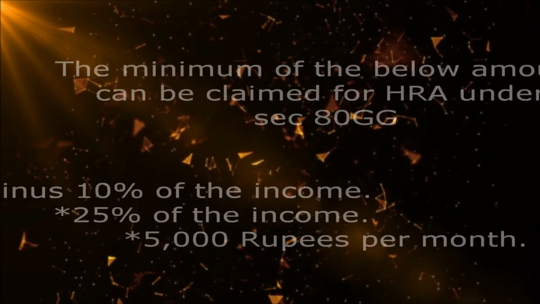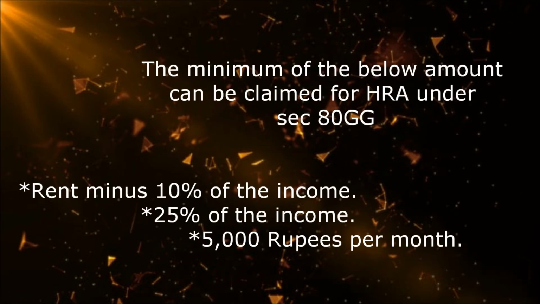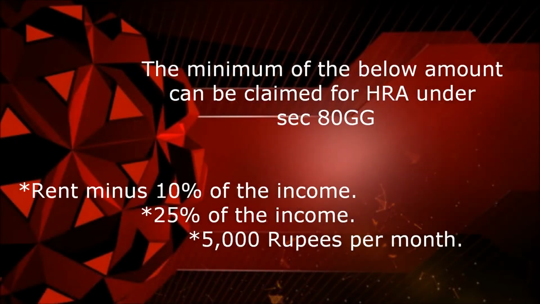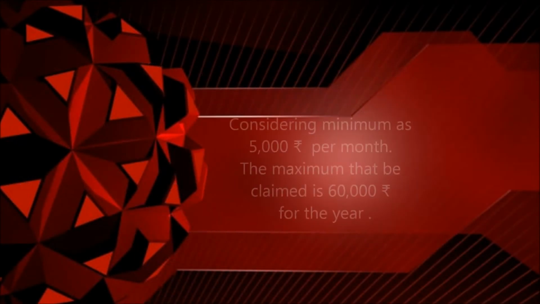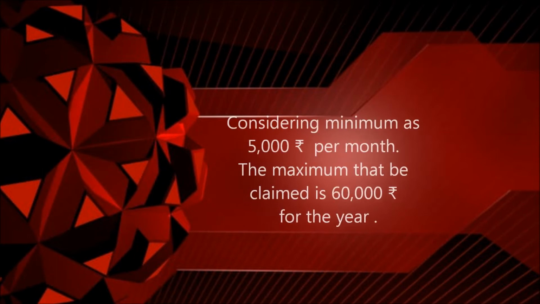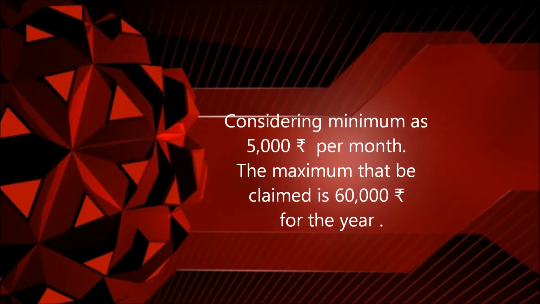Now, coming to the amount that could be claimed, the minimum of the below mentioned amounts could be claimed for HRA. So the first amount would be rent minus 10% of the income. The second amount is 25% of the income. Third amount is 5,000 rupees per month. Whichever is the least will be considered. The maximum that could be claimed could be only 60,000 rupees per year.